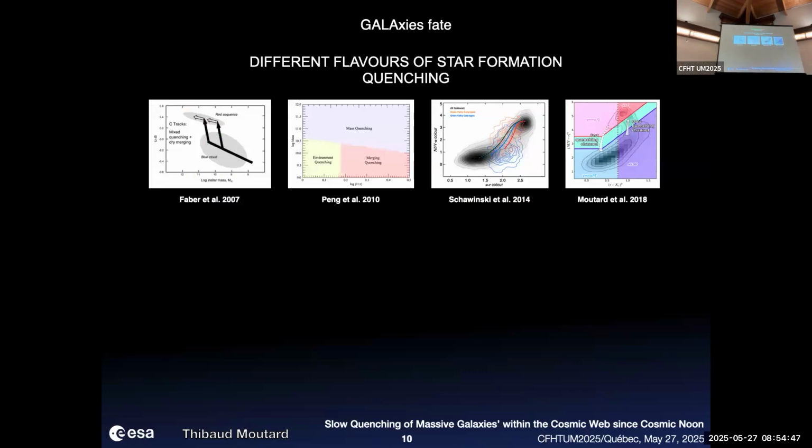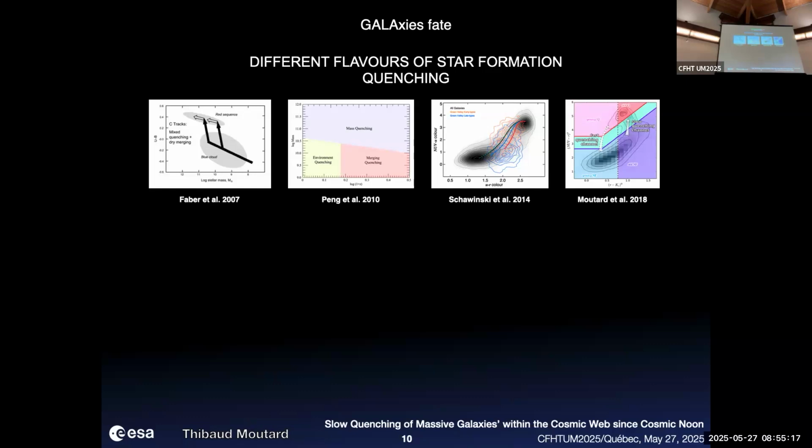If you look at quenching itself, the way to quench star formation, actually it's not a monolithic process. You don't have only one way to quench star formation in galaxies. And this has been discussed for quite a period of time. What people have seen is that the processes that quench star formation in galaxies may be different for low mass galaxies and high mass galaxies.